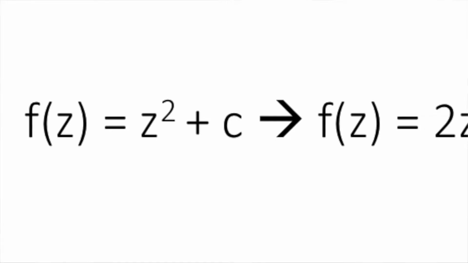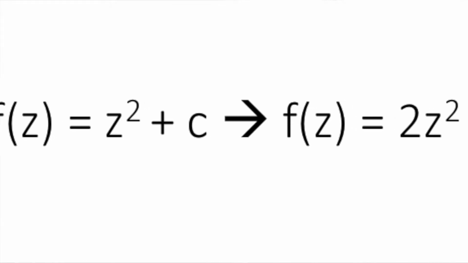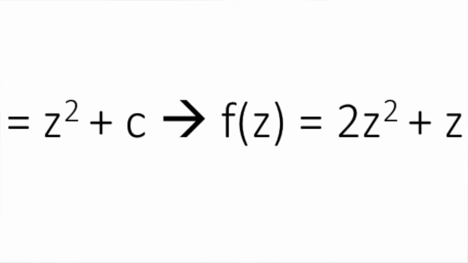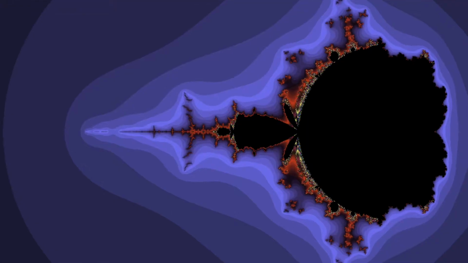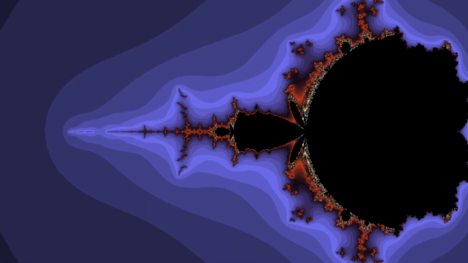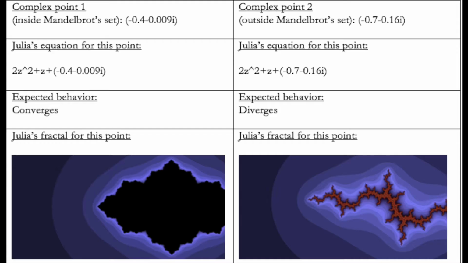So I changed the equation from f of z equals z squared plus c to f of z equals 2z squared plus z plus c, which has a Mandelbrot set that looks just like this. Then I had to choose two complex numbers in the plane, one in the black area, which was -0.4 minus 0.009i, and one in the colored area, which was -0.7 minus 0.16i. And they look just like this.